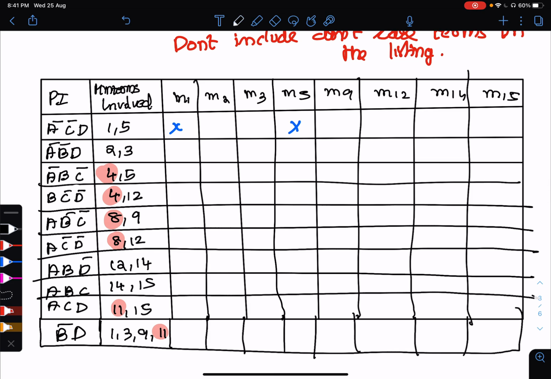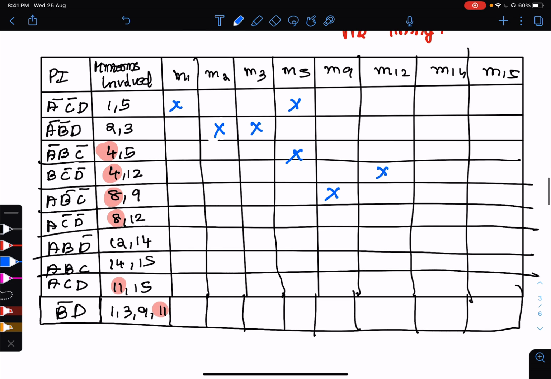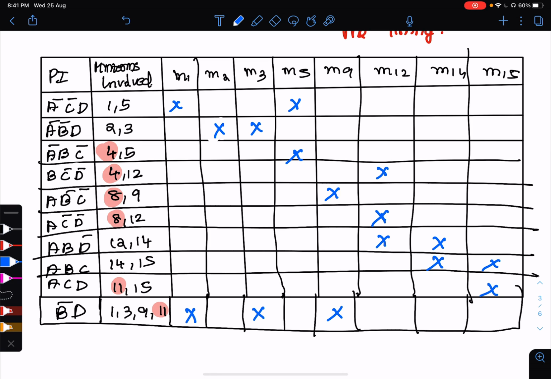Okay, I will tell you. So 2, 3, you can cross it. 4 is a don't care. 5 you can cross it. 12 you can cross it. 9 you can cross it. 12 you can cross it. And 14, 15, and 1, 3, 9.